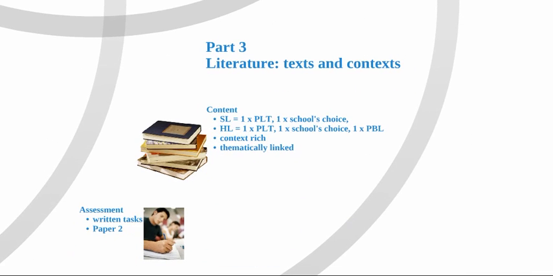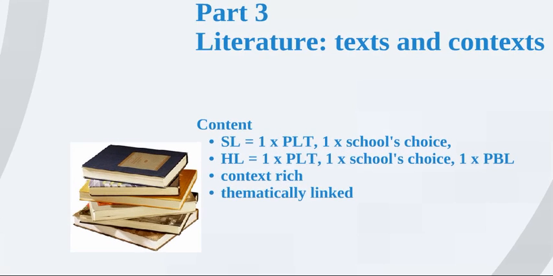Now to the literary parts of the course. Part 3, Literature, Text and Context. This has a few reading requirements. Students read one literary text from the IB's Prescribed Literature and Translation, or PLT, and a text of their school's choice. Higher level students also read a third text from the IB's Prescribed List of Authors.